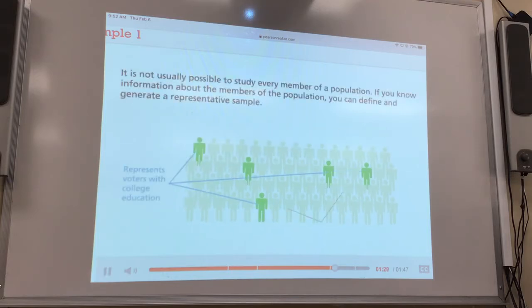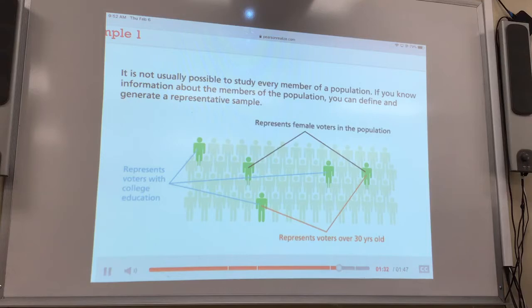It is not usually possible to study every member of a population. But if you know information about the members of the population, you can define and generate a representative sample.